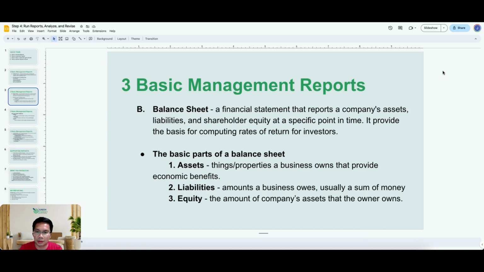And now we have the balance sheet. Balance sheet is a financial statement that reports a company's assets, liabilities, and owner's equity at a specific point in time. It provides the basis for computing rates of return for investors. And here are the basic parts of a balance sheet. Number one, assets: things or properties a business owns that provide economic benefits. Number two, liabilities are amounts a business owes and are usually a sum of money. Number three, equity: the amount of the company's assets that the owner owns. It means all assets less liabilities equals the equity.